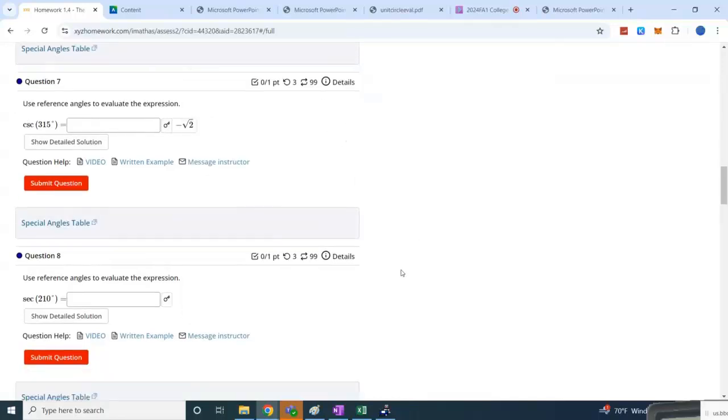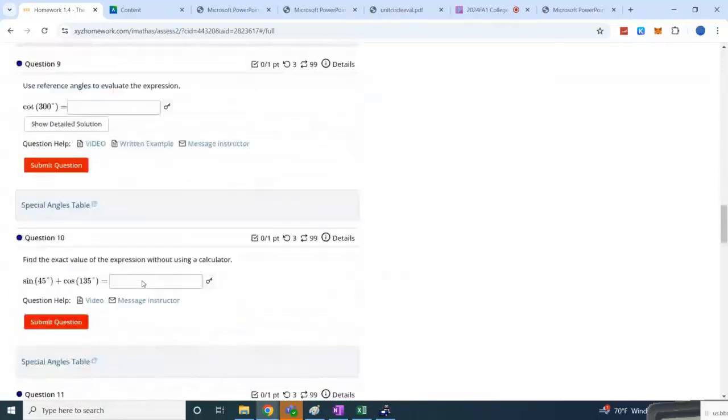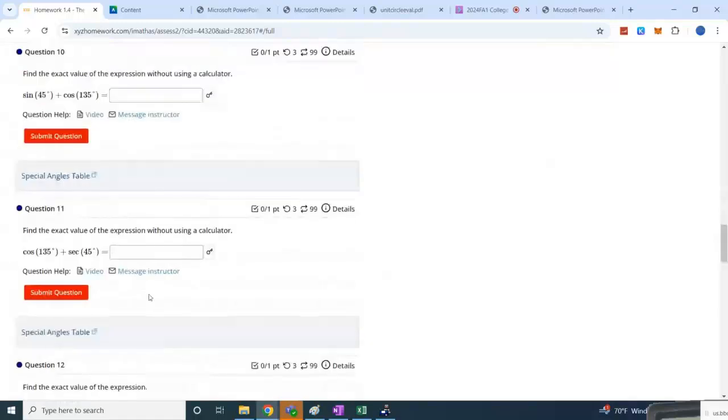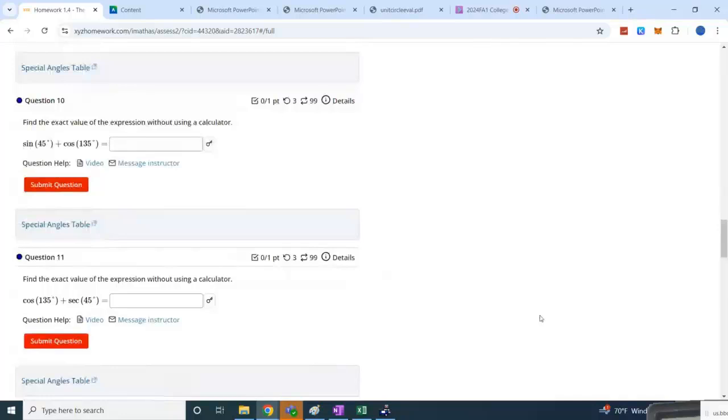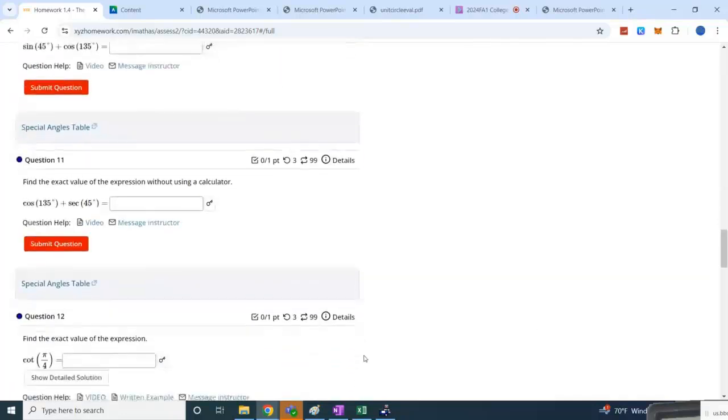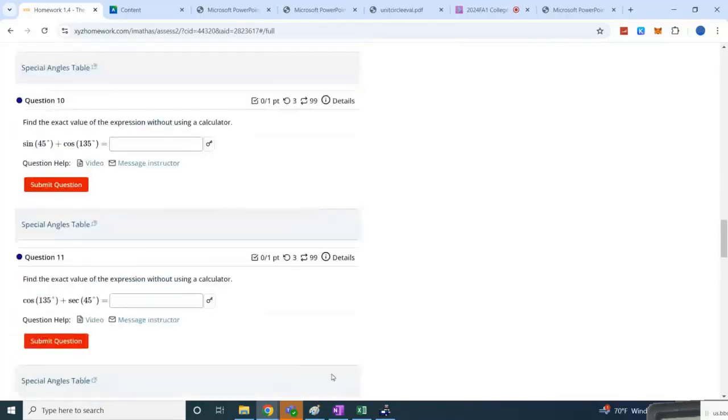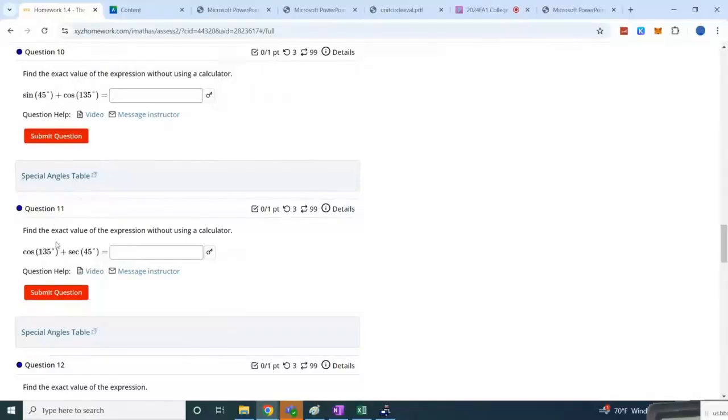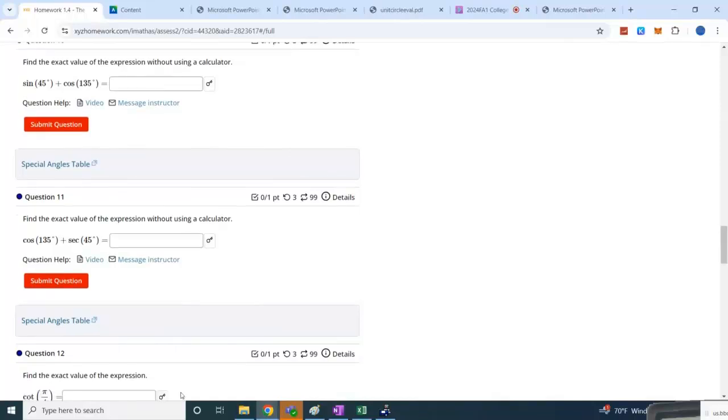The things that are not actually on the table per se are ones like problem number 10, problem 11, and I believe problem 17. We'll take a look at all of these. So let's take a look at problem number 11. It says find the exact value of the expression without using the calculator. The cosine of 135 degrees plus the secant of 45 degrees.